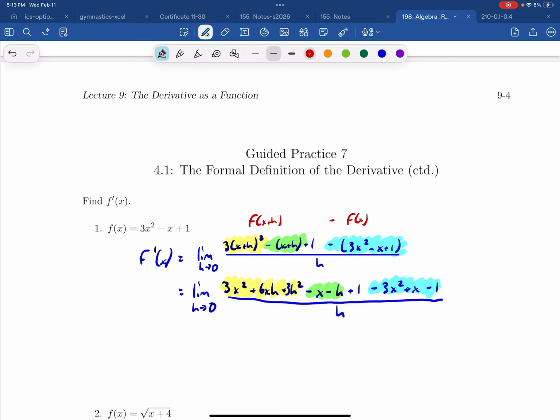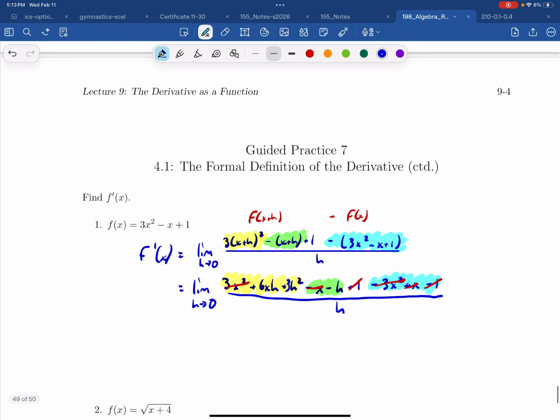And then we have some cancellation, right? We have 3x squared minus 3x squared, minus x plus x, and 1 minus 1. The way it always works. Remember, all non-h terms should cancel out. Anyway, we keep writing this out. We get the limit as h approaches 0, and I'm going to factor out an h from these remaining terms.